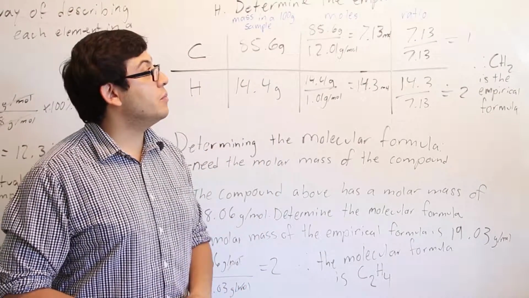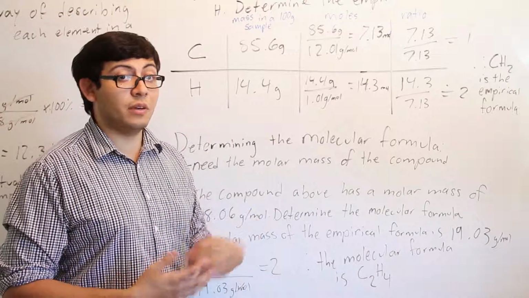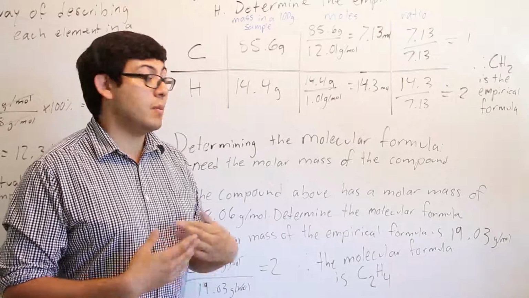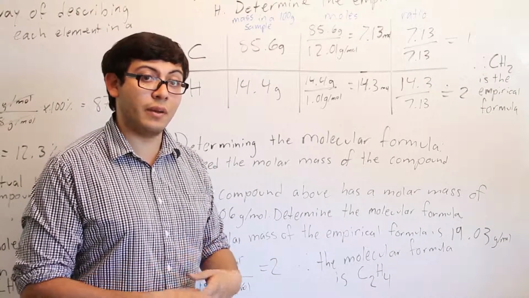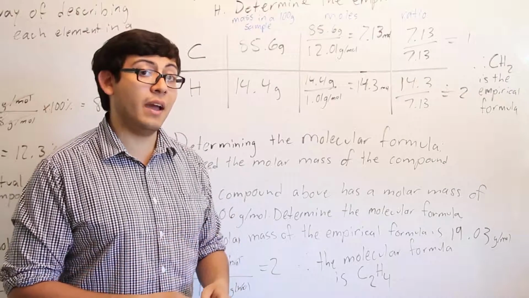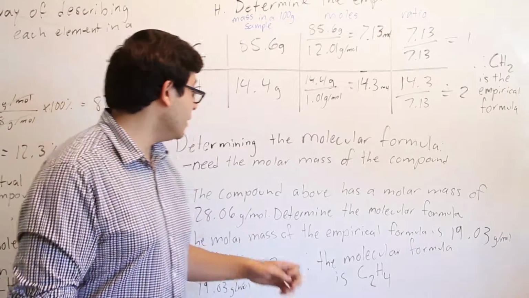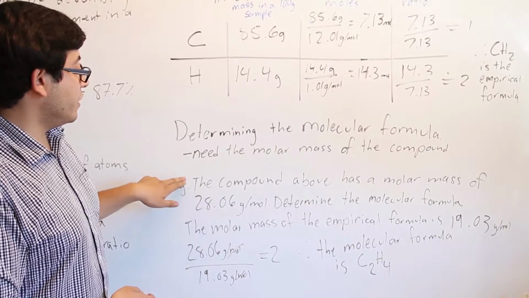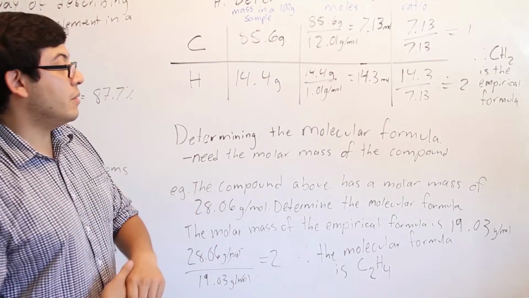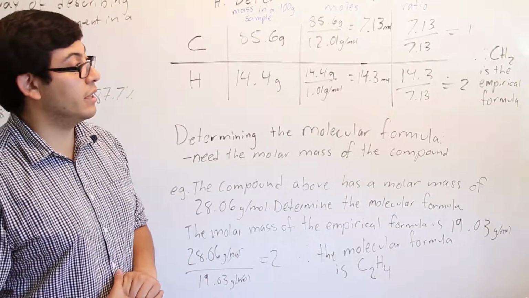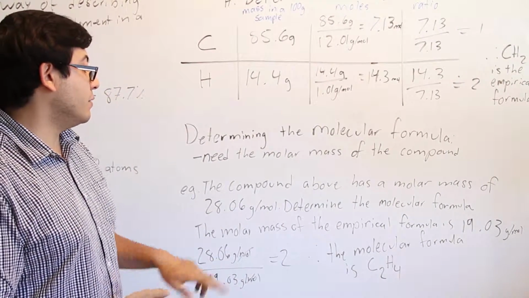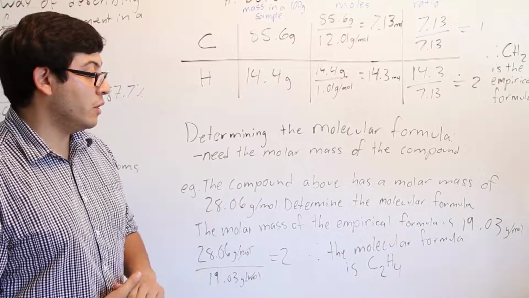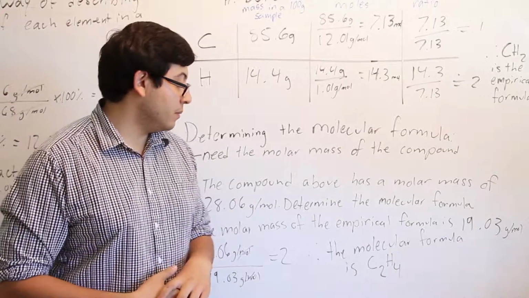Empirical formula was developed because, back in the day, this was the only information chemists could get from a material. But now there's a machine called a mass spectrometer, which actually tells us the molar mass of the compound that we're looking at. Using the molar mass, we can get the molecular formula. So, I have an example here. It says the compound above, the one that we just calculated its empirical formula to be CH2, has a molar mass of 28.06 grams per mole. We need to determine the molecular formula.